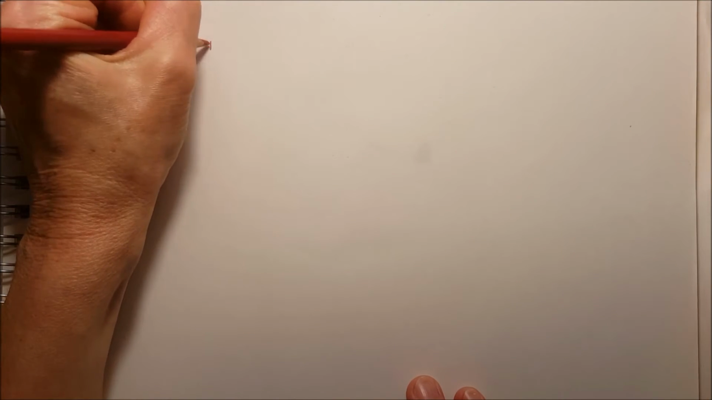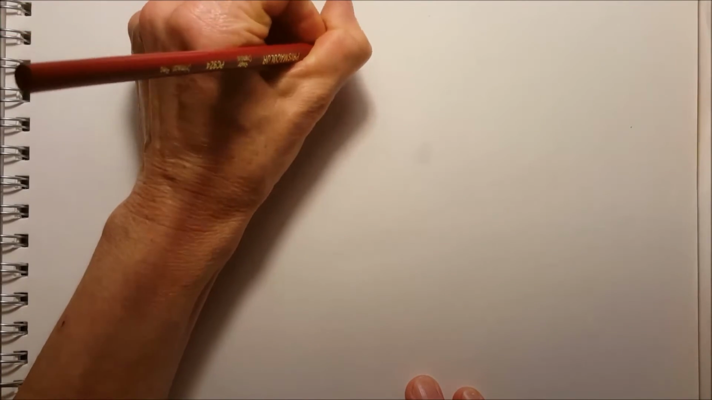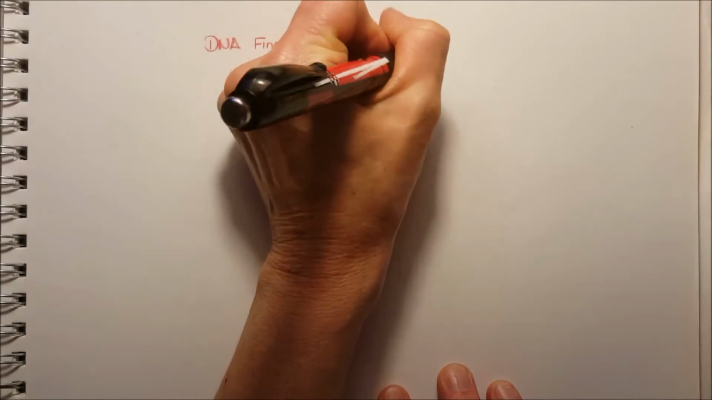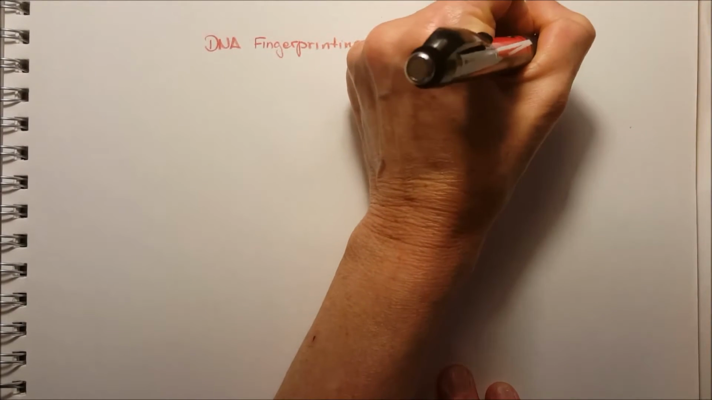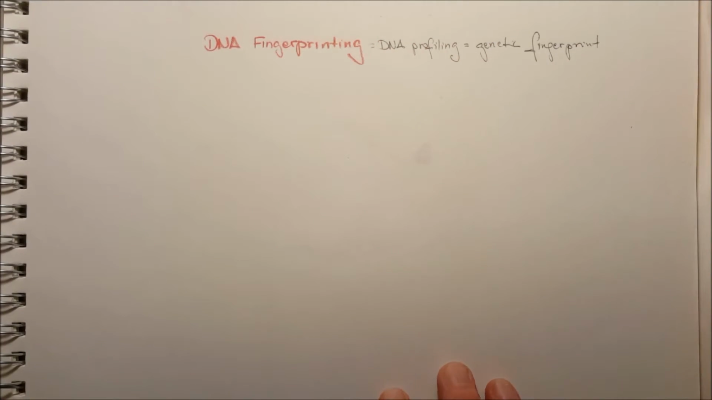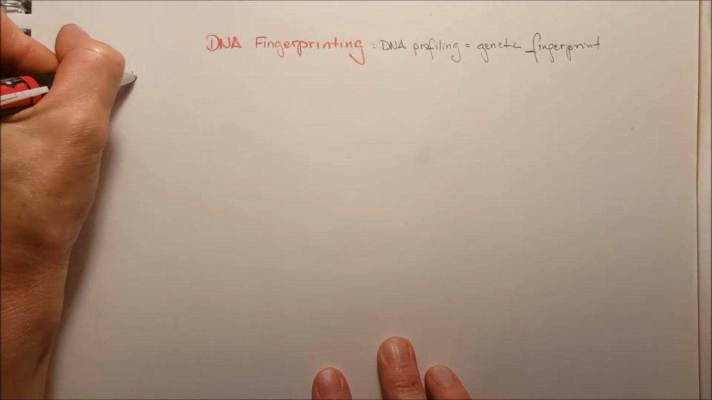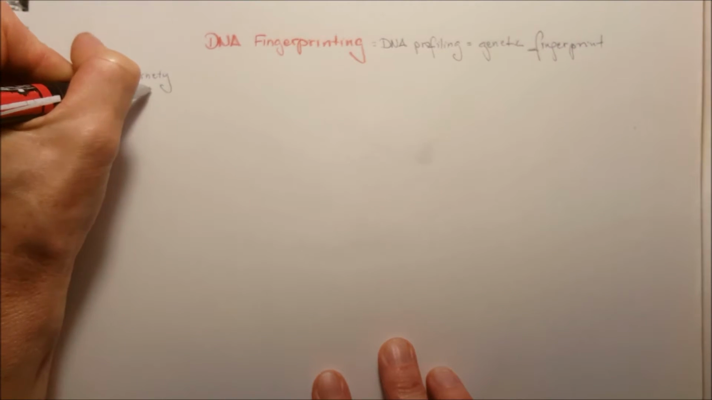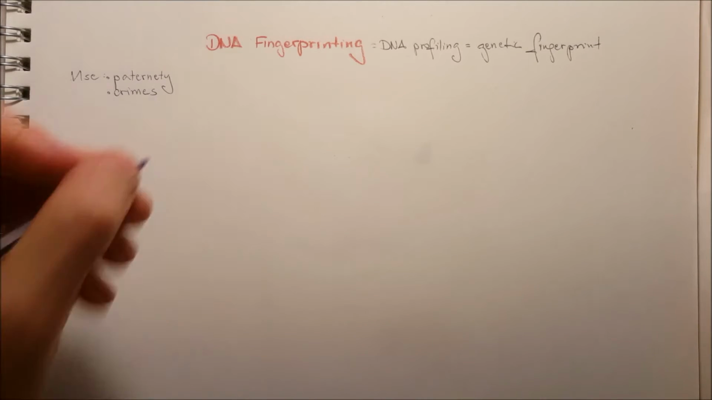This is a pre-lab video about what happens before the electrophoresis, when we apply DNA fingerprinting. Another name for fingerprinting is DNA profiling or genetic fingerprint. It's important when we want to find out about individuals, how they relate to each other, or in crime scenes.